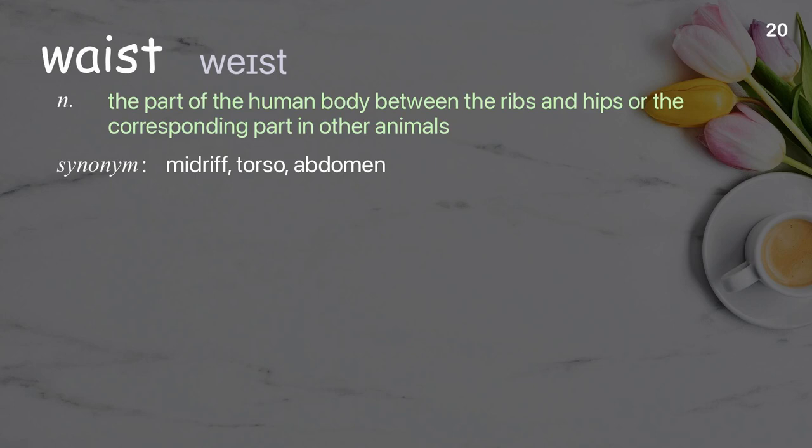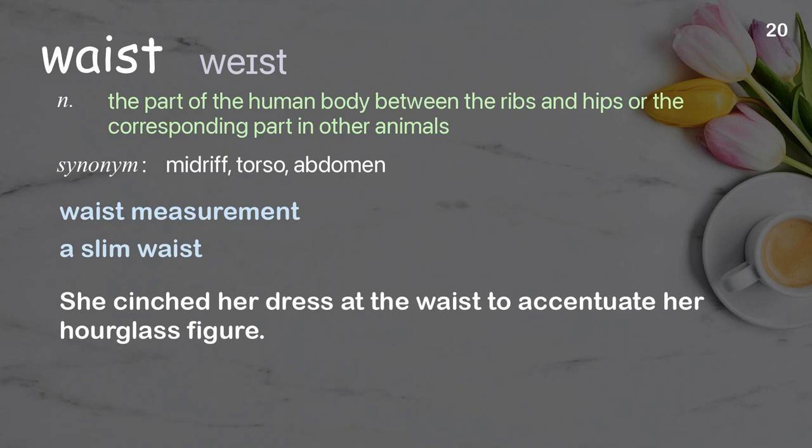Waist. The part of the human body between the ribs and hips, or the corresponding part in other animals. Examples: Waist measurement, a slim waist. She cinched her dress at the waist to accentuate her hourglass figure.